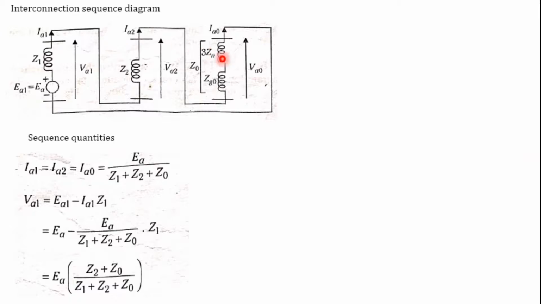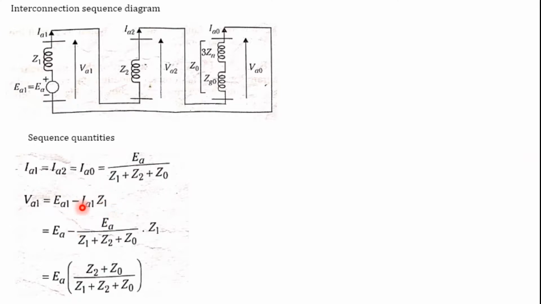What is the source of EMF here? The only one we have is EA1, which is equal to EA, divided by the total impedance of the network. What is that? It is Z1, Z2 and Z0. So the current we are going to calculate is the source of EMF divided by the total impedance of the network. Already we know what VA1 is. VA1 is equal to EA1 minus IA1 Z1. From where did we get this? Already we derived that in the previous chapter, so based on this we are going to consider VA1 equal to EA1 minus IA1 Z1.